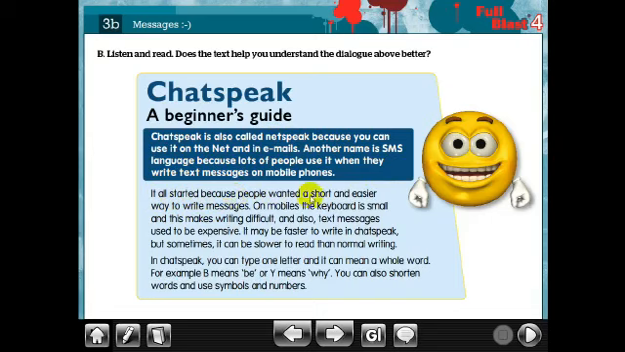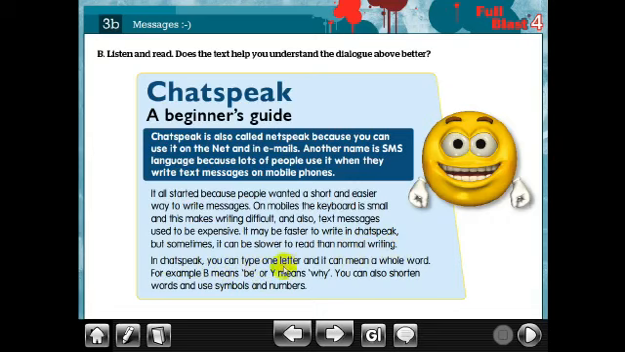It all started because people wanted a short and easier way to write messages. When you're writing, you want a short and easier way to write, so they created chat speak or net speak. Also, on mobiles, the keyboard is small, and this makes writing difficult. So you want a shorter way of writing, and the other person understands you. And also, text messages used to be expensive. It may be faster to write in chat speak, but sometimes it can be slower to read than normal writing.